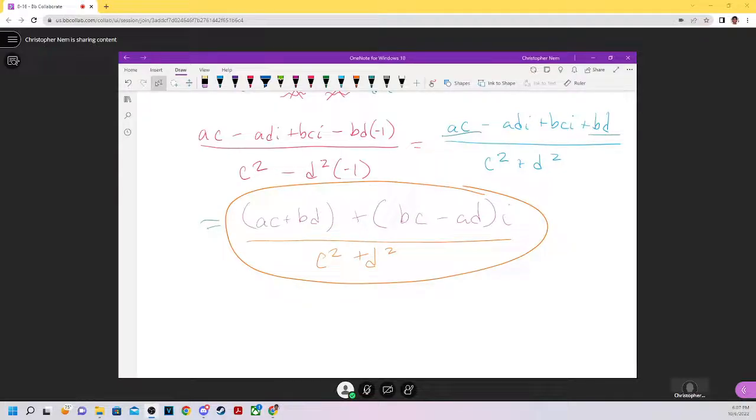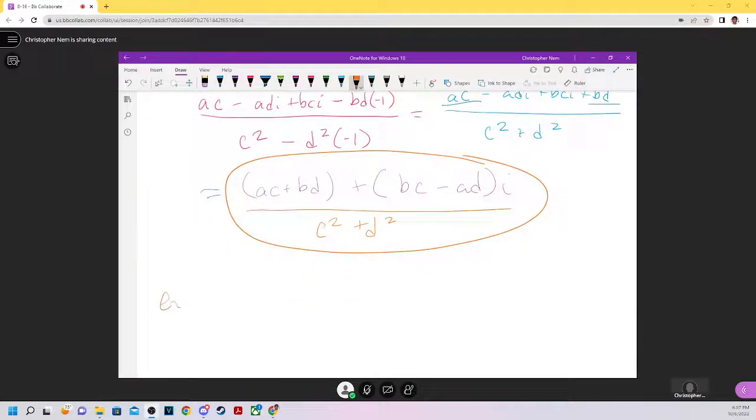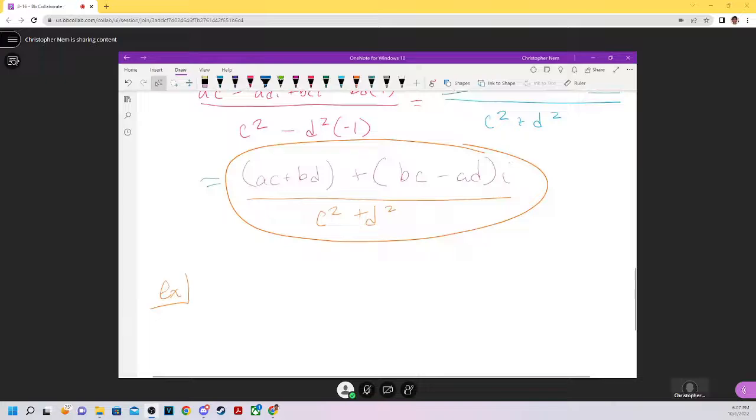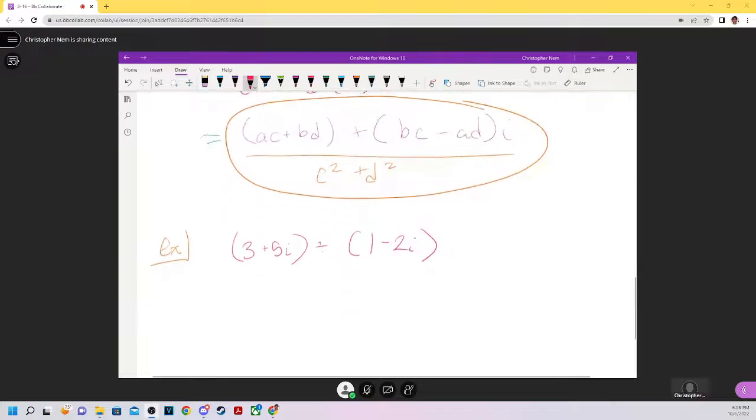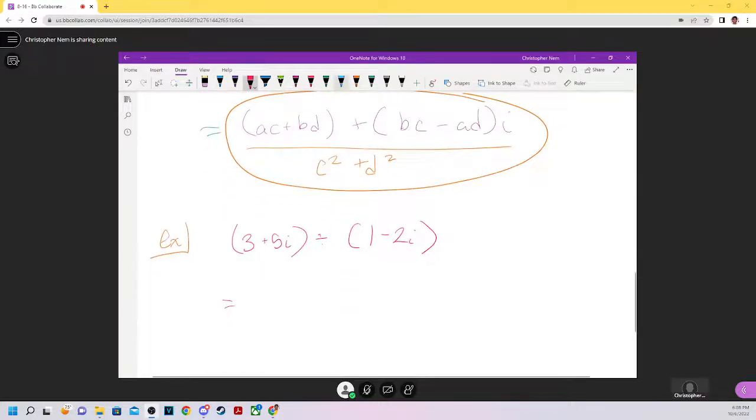So let's try a problem out together. For an example of division, it might seem confusing, but it actually isn't. We just need some arbitrary way to show how it works, and if you ever get stuck, you can use this idea. Let's say I wanted to divide 3 plus 5i by 1 minus 2i. Well, this is the same as saying 3 plus 5i divided by 1 minus 2i. It's the exact same thing. Nothing changed. All I did was put this in the division symbol that I can work with.